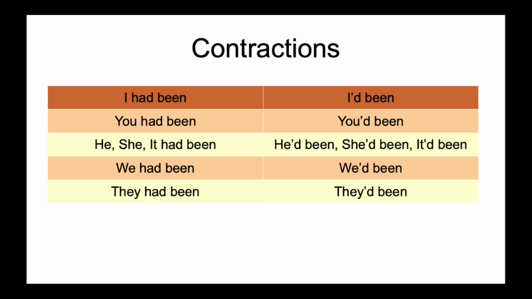Using contractions with a past perfect continuous. When we use the past perfect continuous, especially in speaking, we very often, if not always, contract the subject and the first helping verb. We also do this in informal writing, like when we send a text message. So, I had been becomes I'd been. You had been becomes you'd been, and so on.